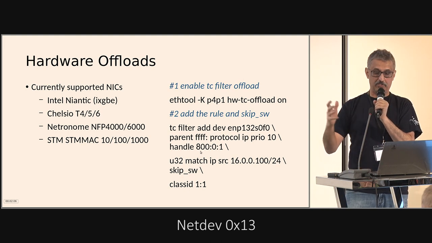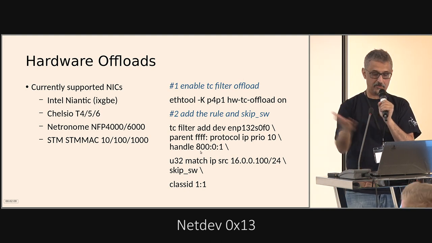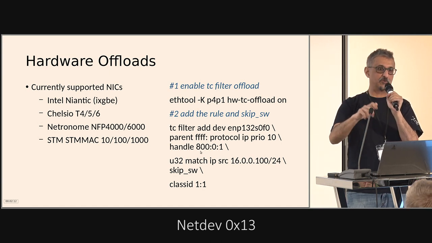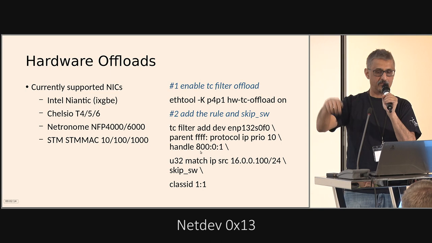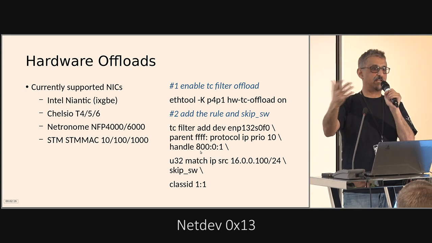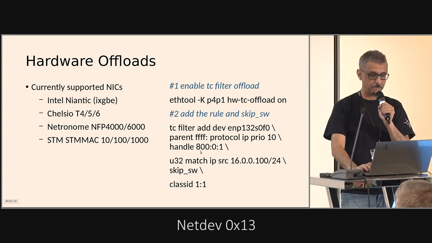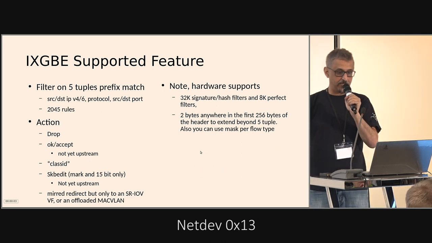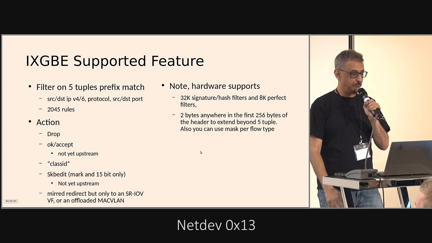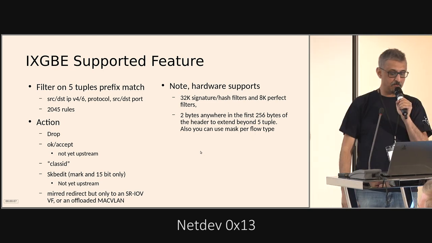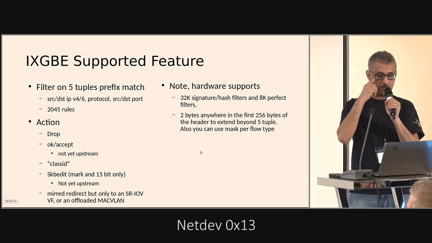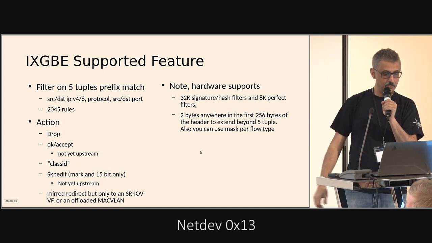I'm asking it to match 1600, I don't think you need the 100. And skip software means don't put this in software at all. Go straight to the hardware and give it a class ID of 1:1. Okay? So the IXGBE, at the time I was playing with it, I contacted the Intel folks. Amritha, who fixed some issues for me, is a co-author and verified all this. This is all true. Okay?